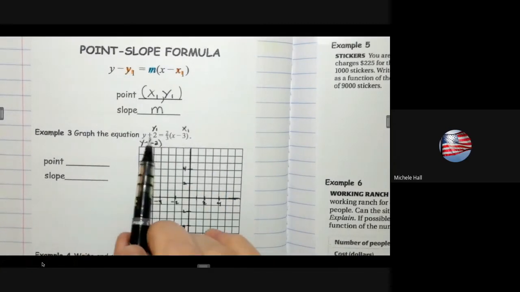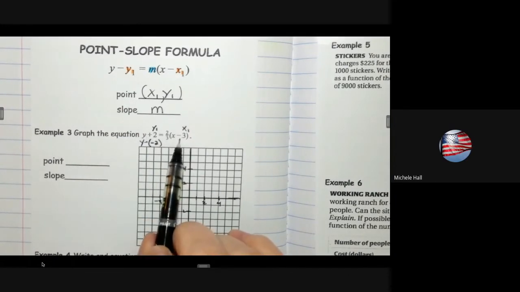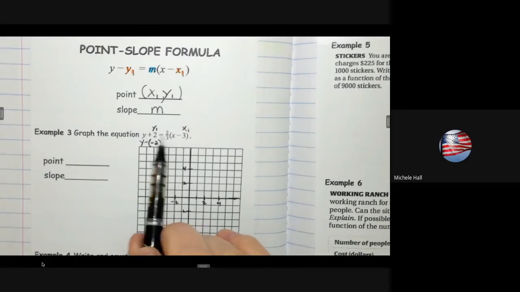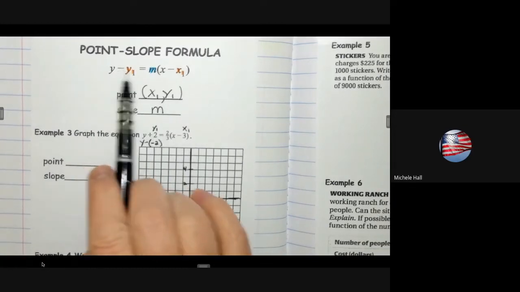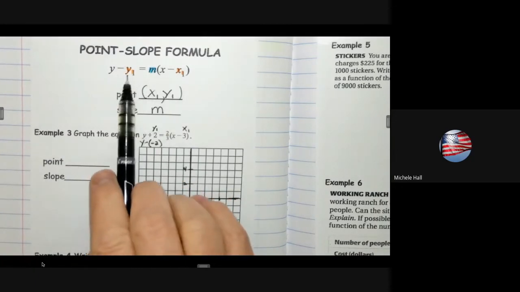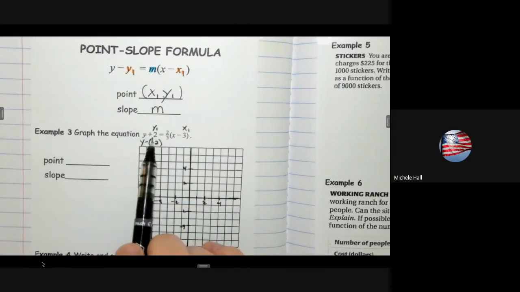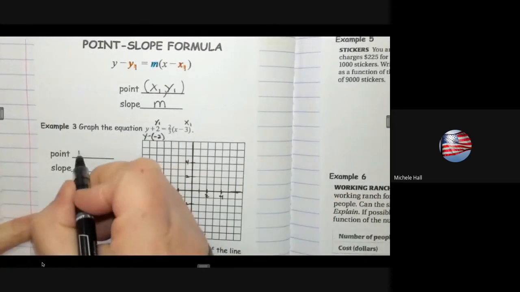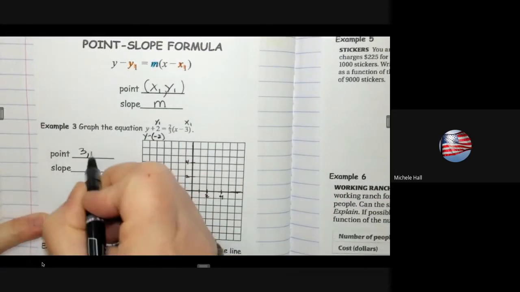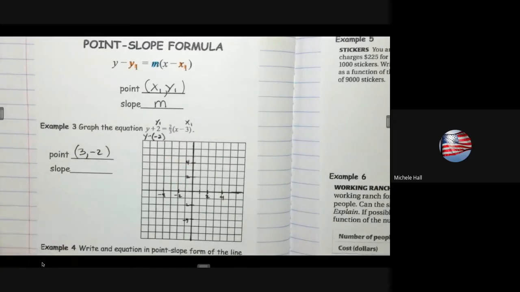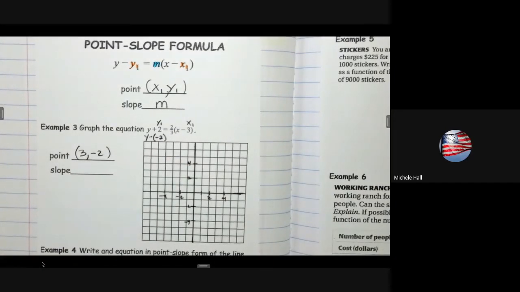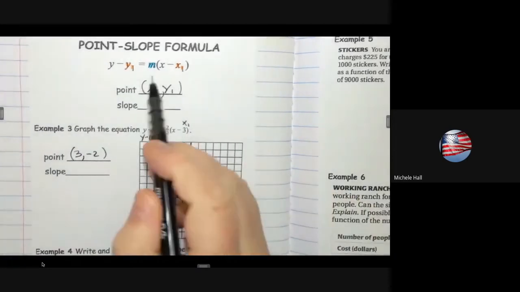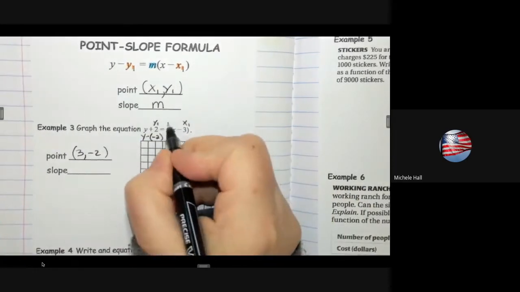Really, the minus sign is negating the value. So I could say the opposite of 2 would be negative 2. The opposite of negative 3 would be 3. That's how you can think about this, because we have a negative sign that's negating the value of x1 and y1. So just think about the opposite. What is the opposite of 2? Negative 2. What is the opposite of negative 3? 3. We have 3 and negative 2. What is the slope? The slope can be found in front of the parentheses. So the slope here is 2/3.